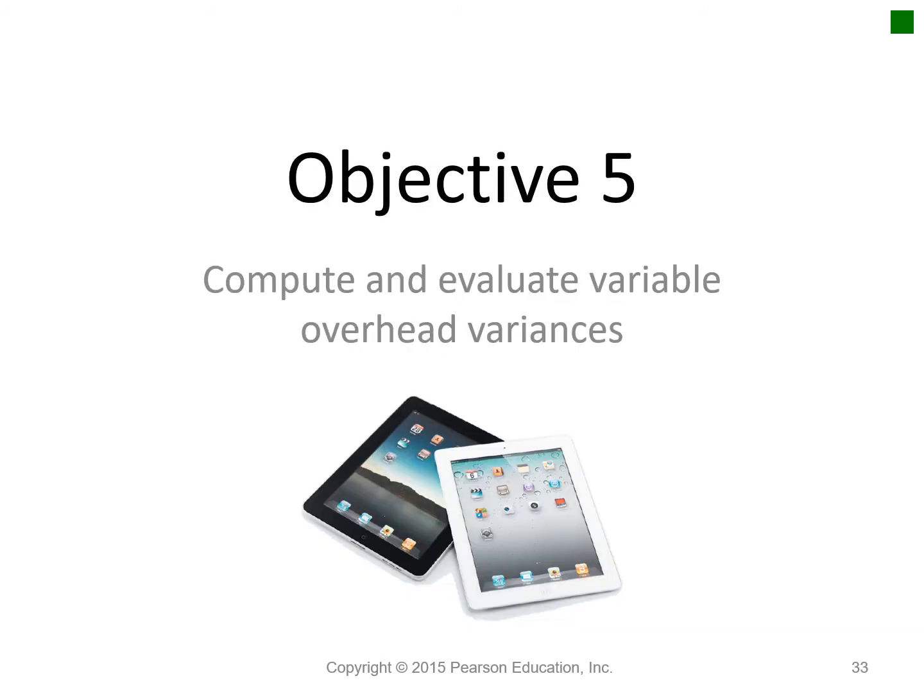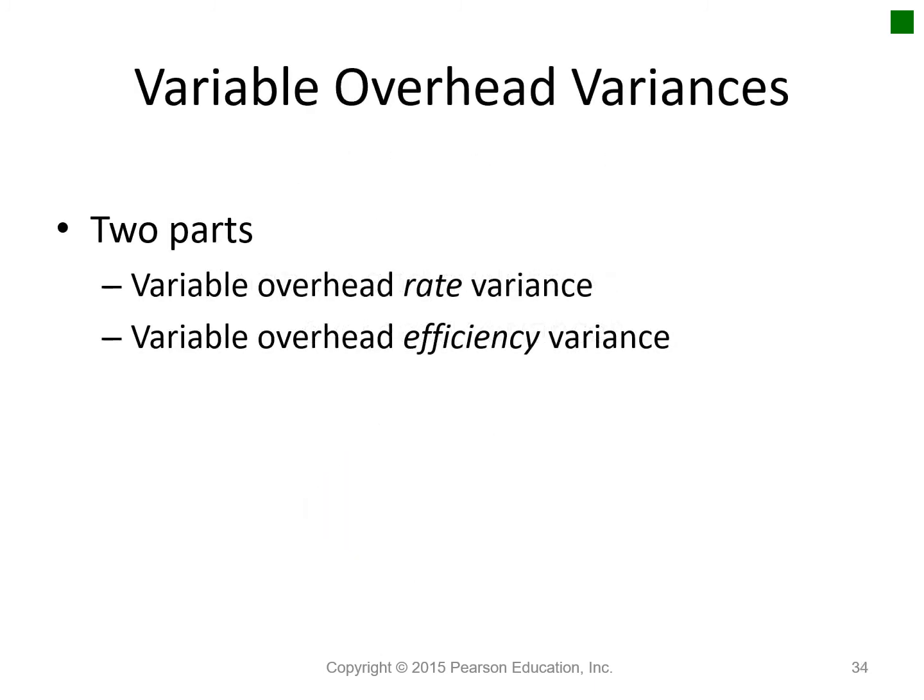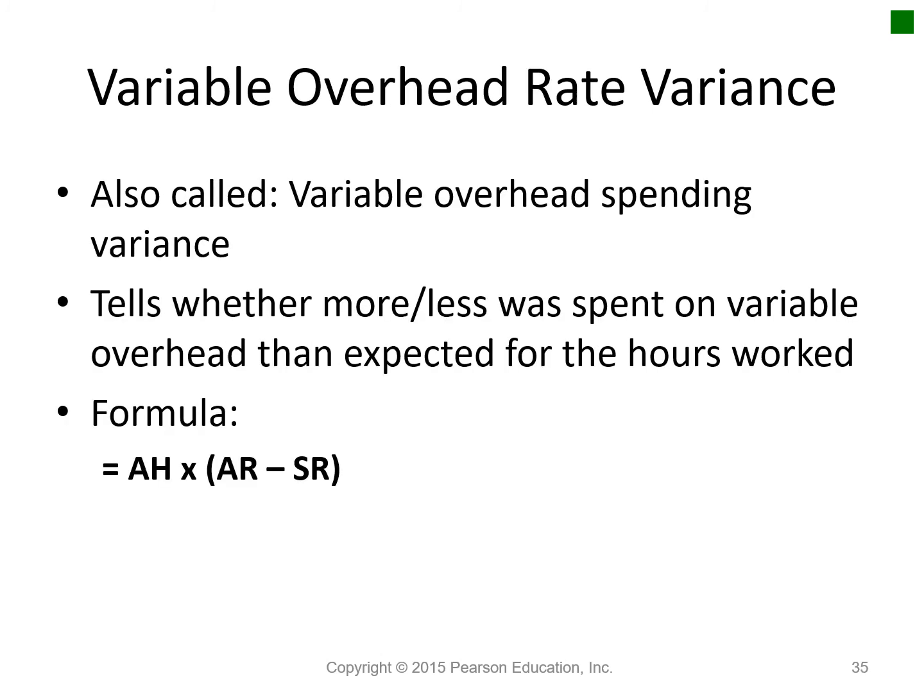Okay, so on the next objective, we're going to look at the overhead variances. For overhead variances, we'll start with variable overhead. You typically have two parts. This is very similar to direct labor. You're going to have a rate variance and an efficiency variance. So this gives you an alternate name: sometimes that rate variance is also called a spending variance.